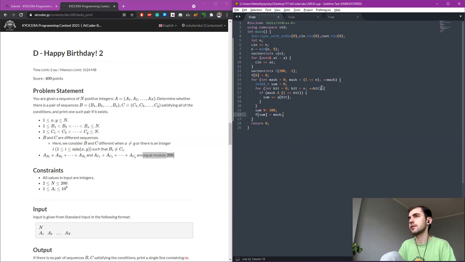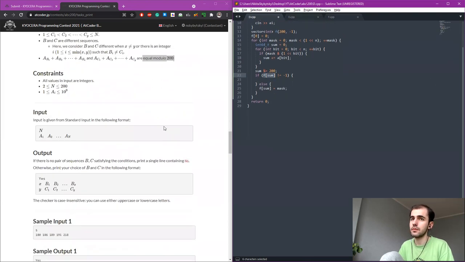Okay. Now there is a slight difference. We actually want to print something if this is not equal to negative 1, because we only store when it's equal to negative 1. So if we have not seen such a value of sum modulo 200 before, this is this case, and here we want to print. What do we want to print? We want to print this value and then the mask, right? So the number of bits, number of bytes.